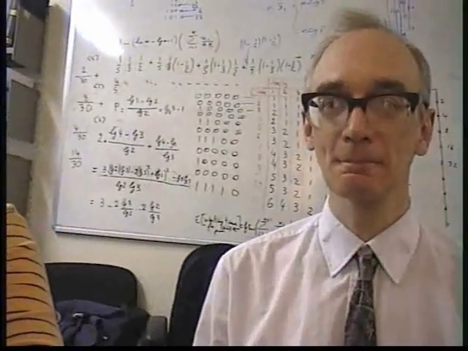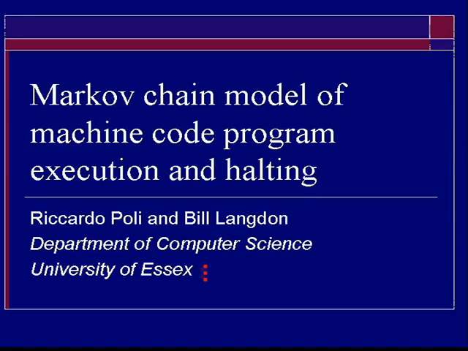This is Riccardo Poli and Bill Langdon. You can hear him probably. So here is the title of our talk: it's a Markov chain model of machine code program execution and halting.